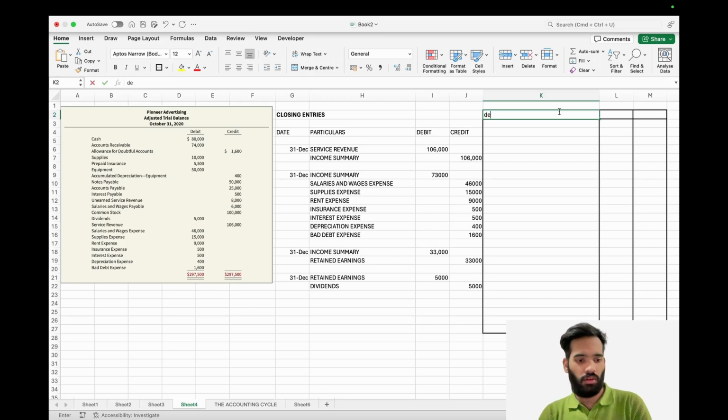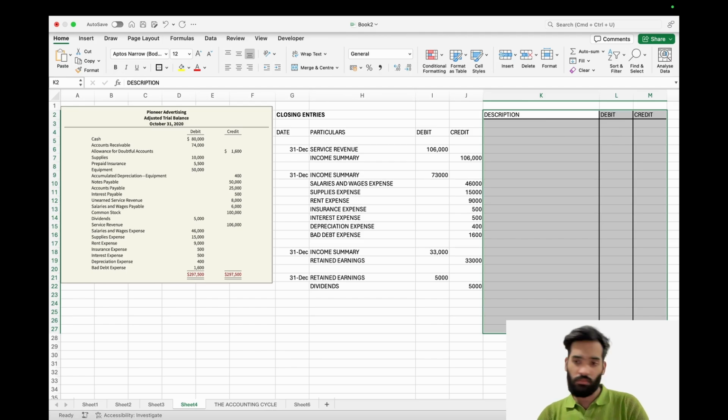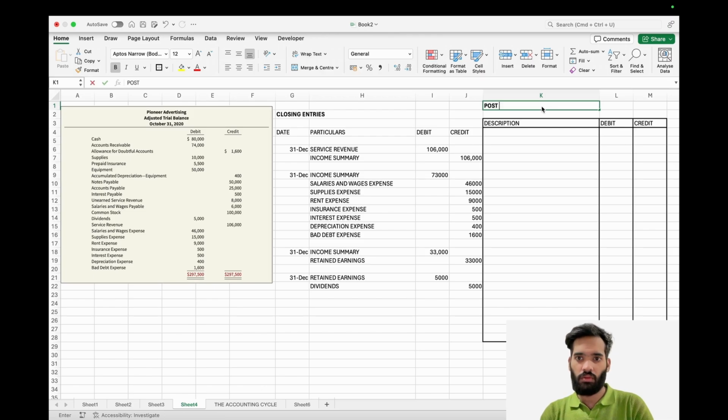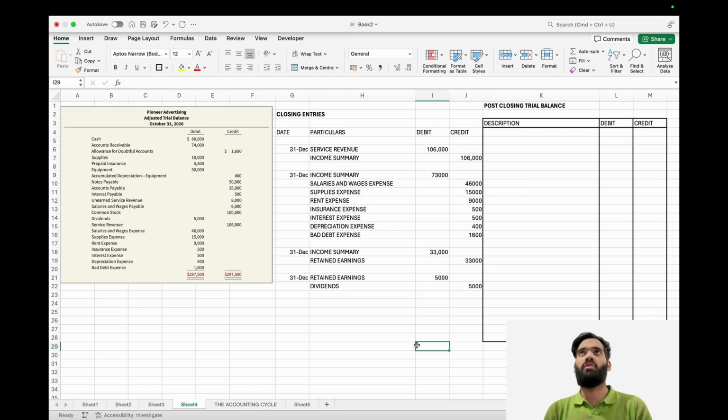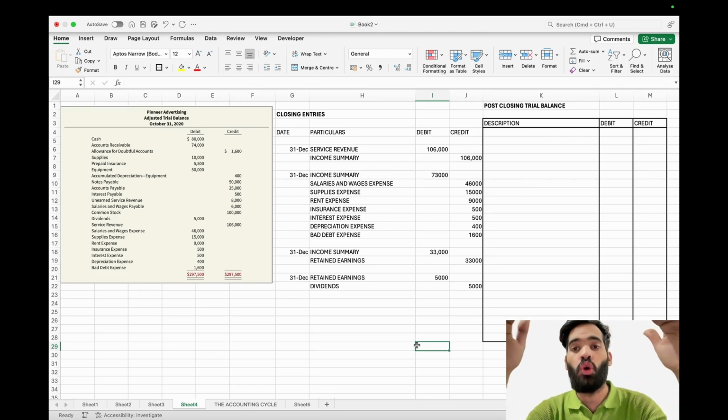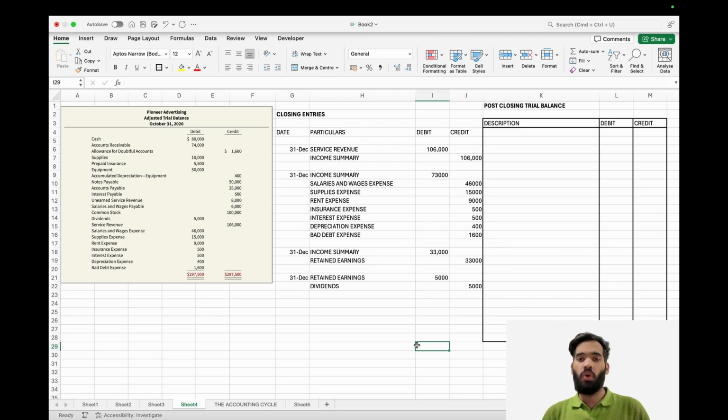So we'll name this one description, and then debit and credit. And of course, we are preparing the post-closing trial balance, so let's also give it a name. Post-closing trial balance. Now, just to give you a concept, the post-closing trial balance is prepared to show what the trial balance looks like after we have closed all of the temporary accounts. Meaning, if I remove all of the temporary accounts, what will the numbers look like? What will be the remaining accounts that I have?